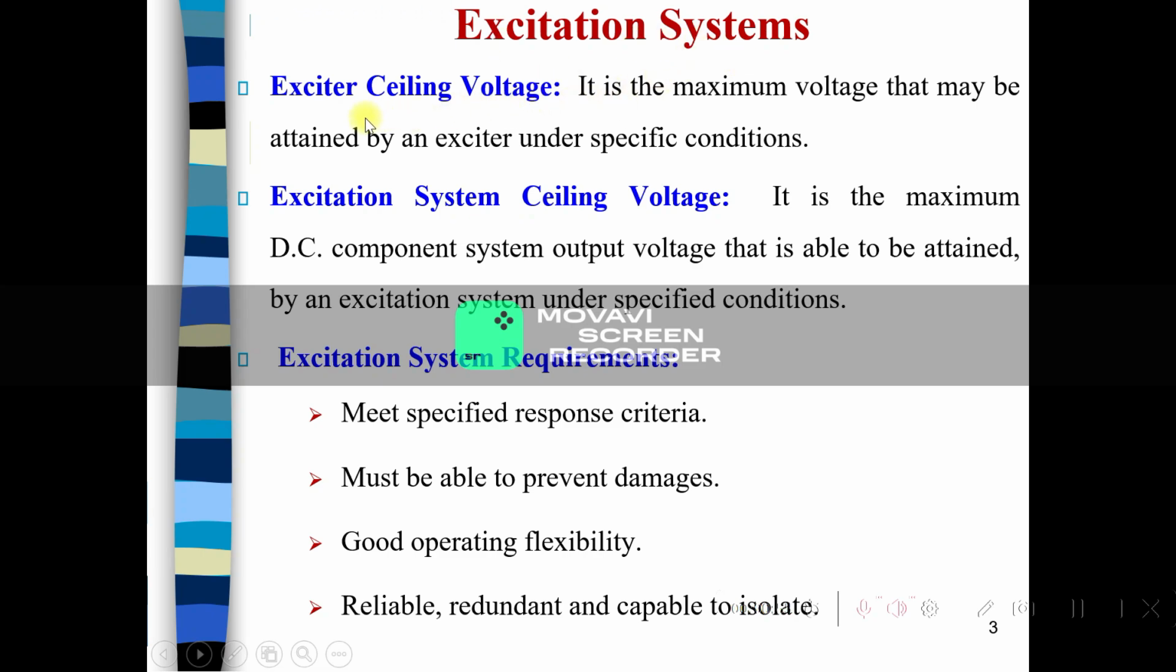Excitation systems: exciter ceiling voltage, excitation system ceiling voltage, excitation system requirements. The requirements are to meet specified response, be able to prevent damage, have good operating flexibility, and be reliable.